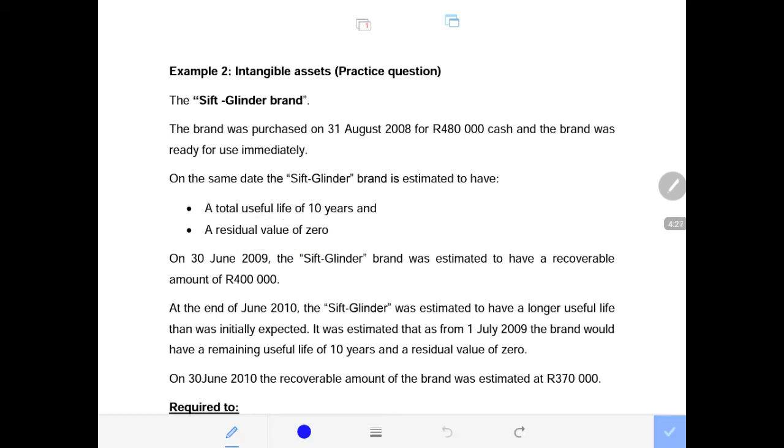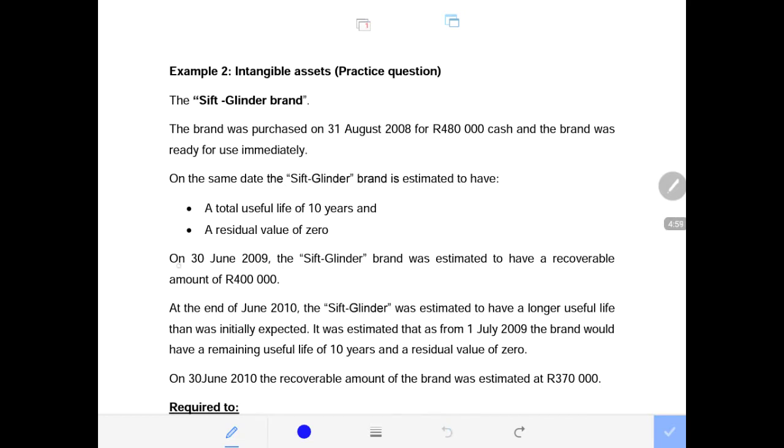Why is the residual value 0? Because after the brand contract has expired, or after we have used this brand for a period of 10 years, we will no longer be allowed to produce any product under this brand. That means immediately at the end of the useful life, the brand does not have a residual value as an amount. So the residual value is always 0 for an intangible asset.